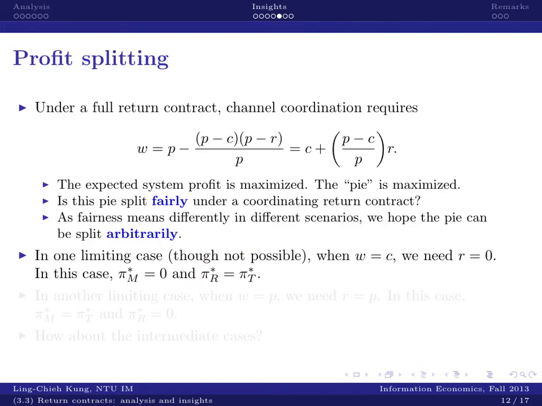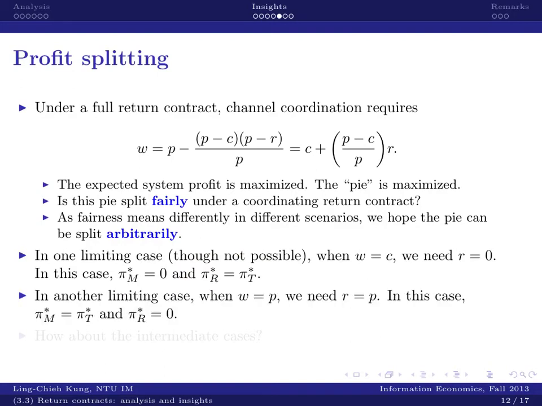Why can the manufacturer earn nothing? It's because the wholesale price is nothing but C. When I sell one item to you, I get nothing, and also there will be no return. So the manufacturer has no way to earn any money, and all those profits are in the retailer's pocket.